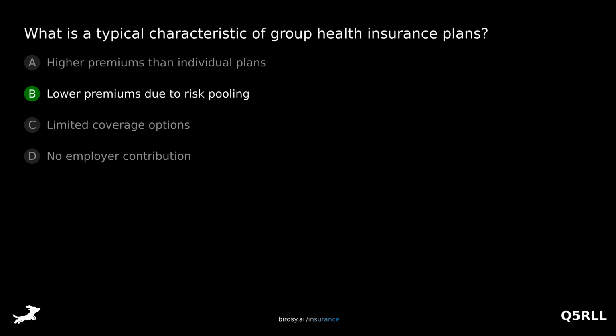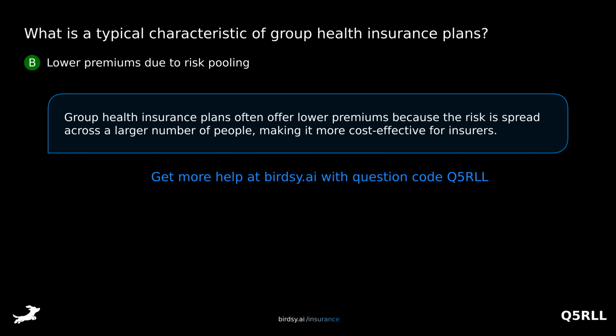The answer is B, lower premiums due to risk pooling. Group health insurance plans often offer lower premiums because the risk is spread across a larger number of people, making it more cost-effective for insurers.